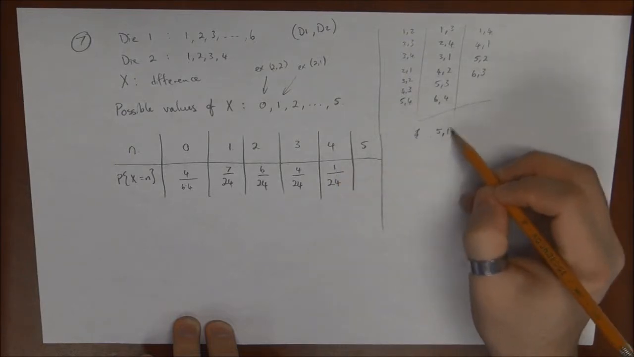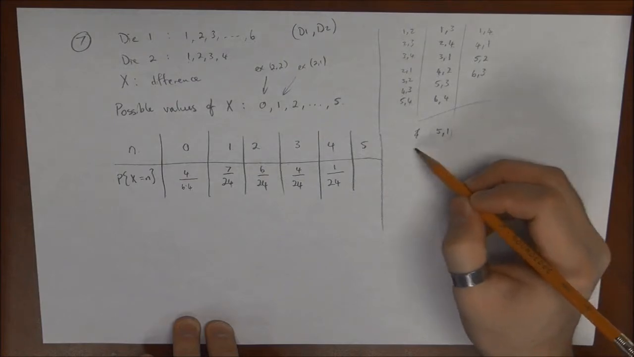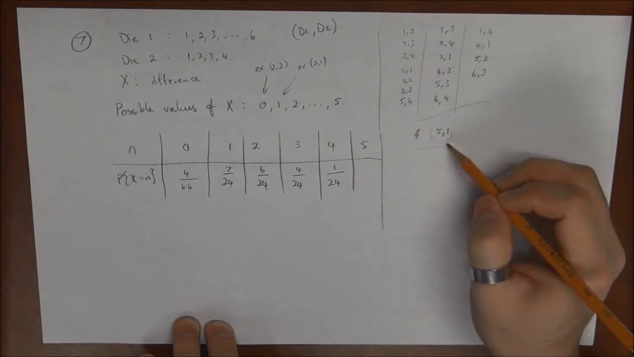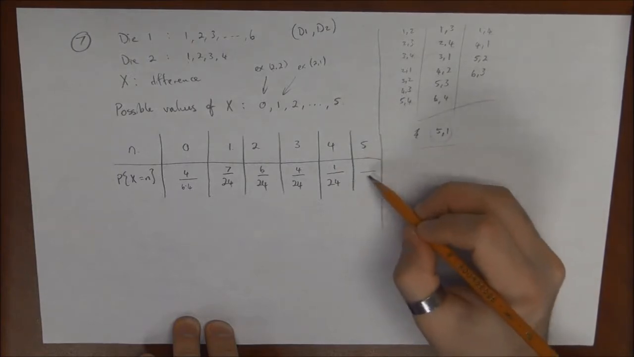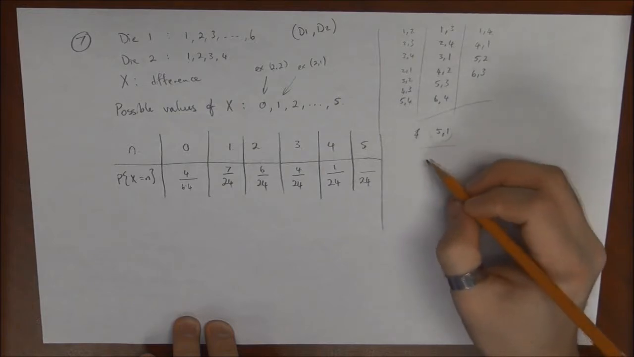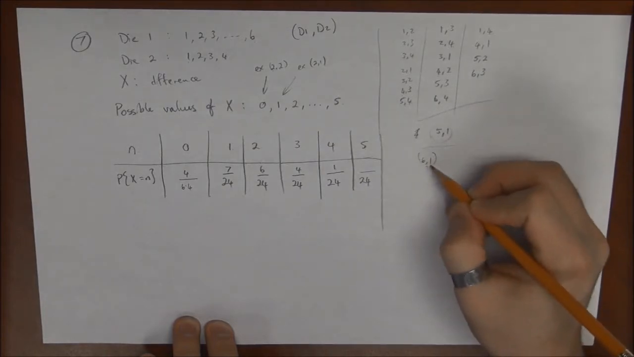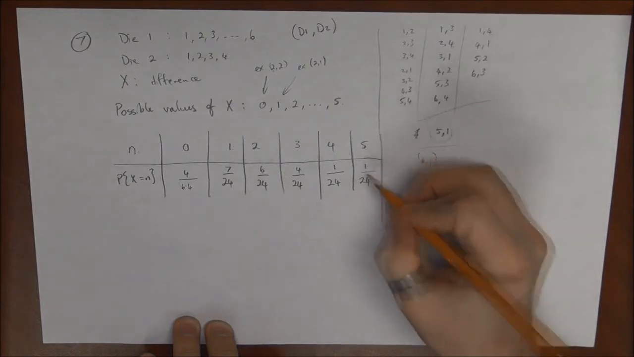Am I missing anything here? Let's leave it for now. Let's suppose, I'm doing this on purpose, let's suppose that this is all we saw for a difference of 4. Now I go to a difference of 5. How many ways can I get a difference of 5? Well, 6, 1 is the only possibility that I can get. So there's only 1 there.